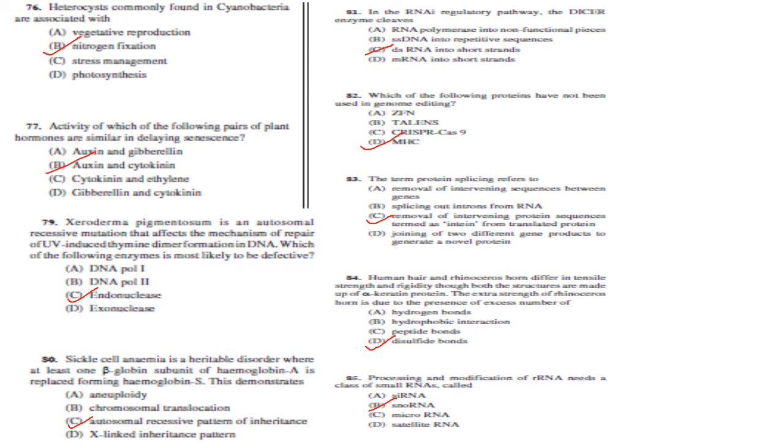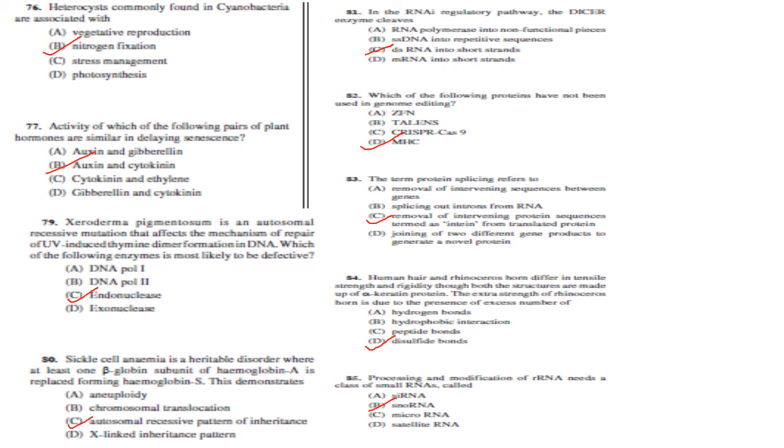Then next one. Human hair and rhinoceros horn differ in tensile strength and rigidity though both the structures are made of alpha keratin protein. The extra strength of rhinoceros horn is due to the presence of excess number of disulfide bonds. Answer is option D.